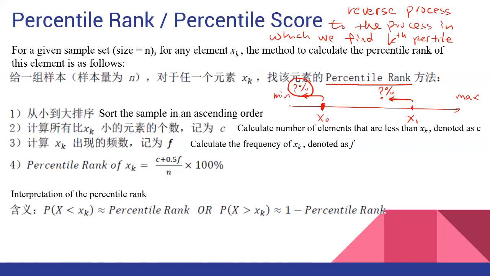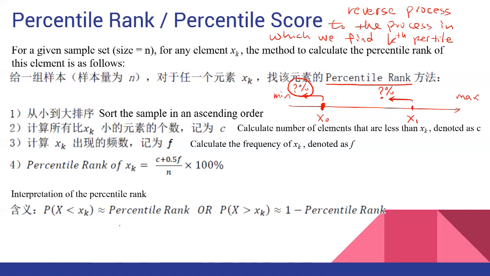First, sort the sample in ascending order. Second, calculate the number of elements that are less than xk, denoted as C. Third, calculate the frequency of xk, denoted as F. Then the percentile rank of xk is (C plus 0.5 times F) over N, multiplied by 100%.